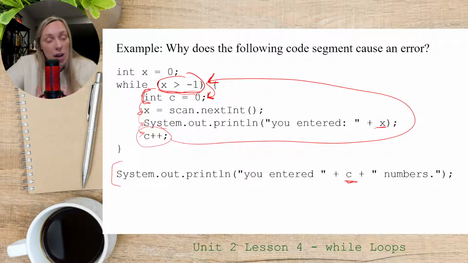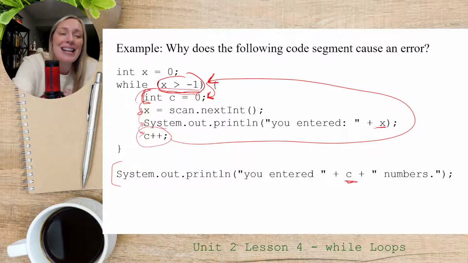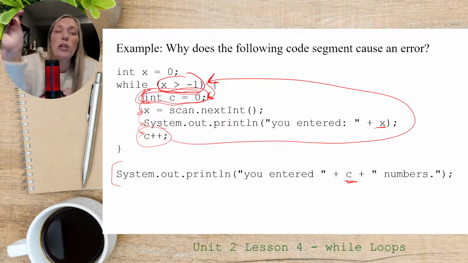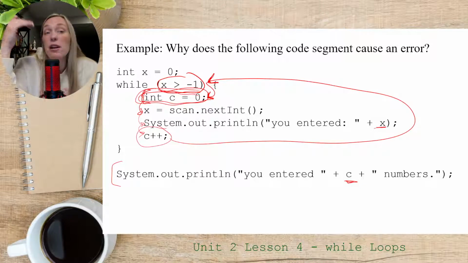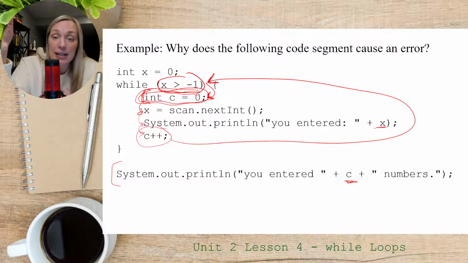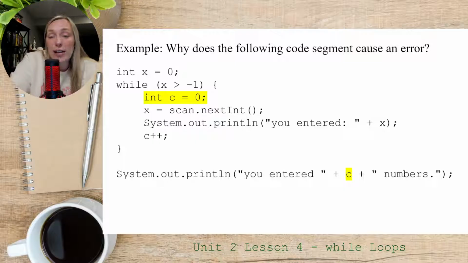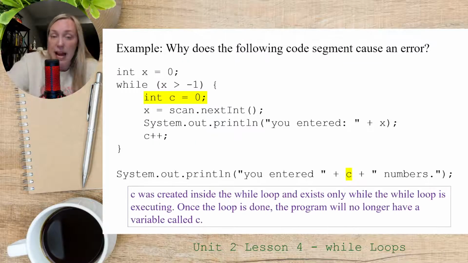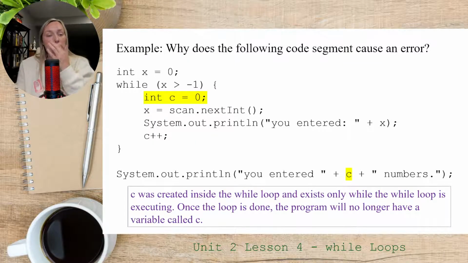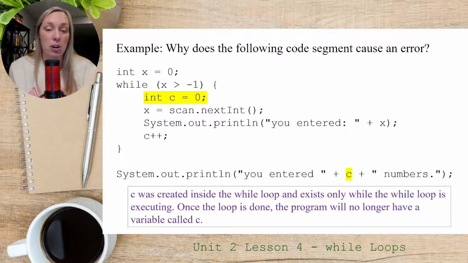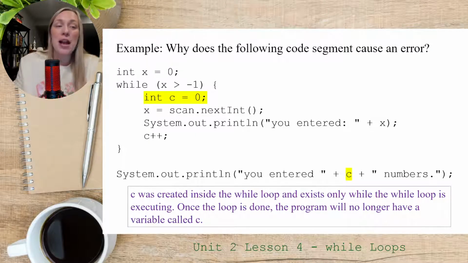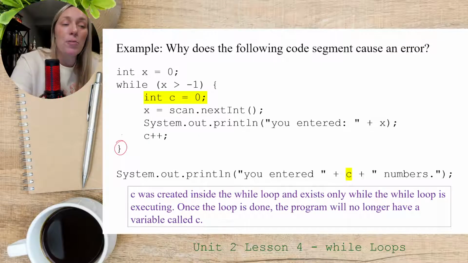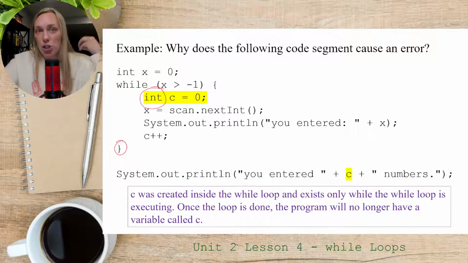The other error is that c, right in here, is declared inside that while loop. Therefore, it only exists inside that while loop. So if you tried to use c outside of that loop, you are going to run into an error, because the program no longer has a variable called c. As soon as you exit this loop, anything that was declared inside that loop is garbage collected.